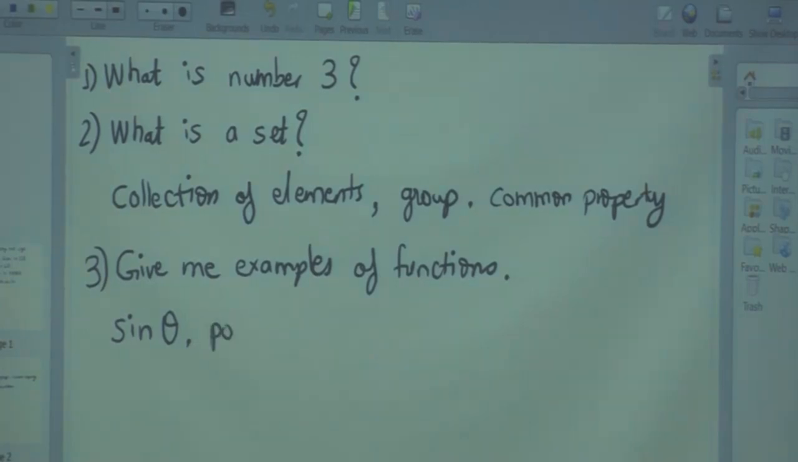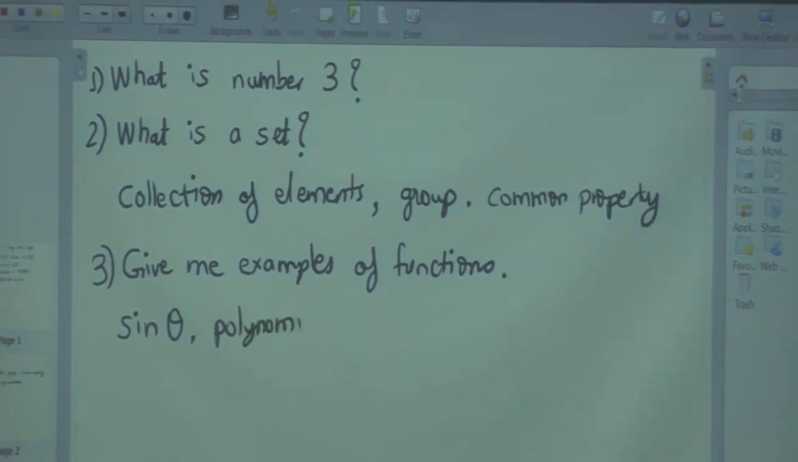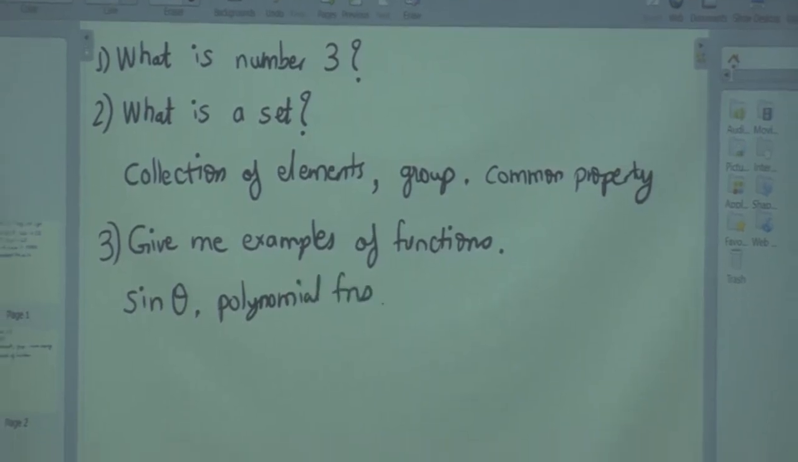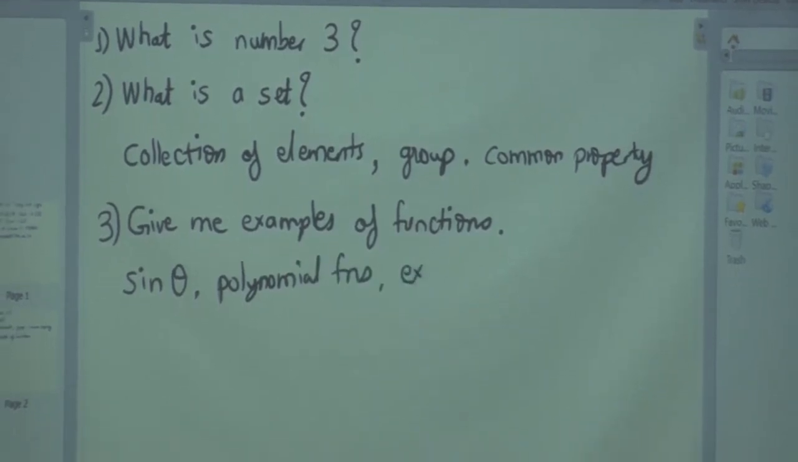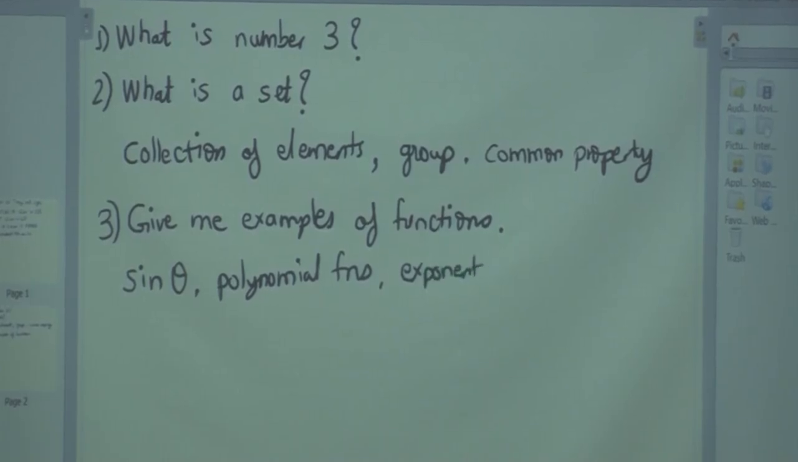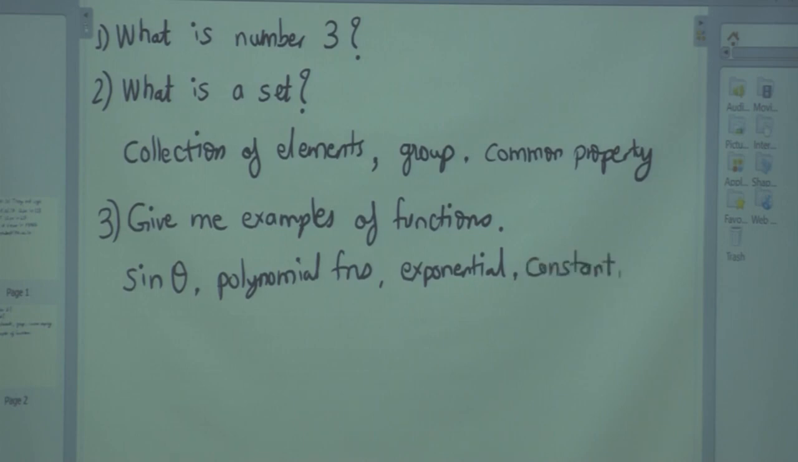Polynomial functions. Yes, any other answer? Exponential, okay. Okay, I'm going to write logarithms also. Yeah, any other functions? A constant function, fine. A linear function. A polynomial includes linear already, yes. Any other? A periodic function. Is that a function?